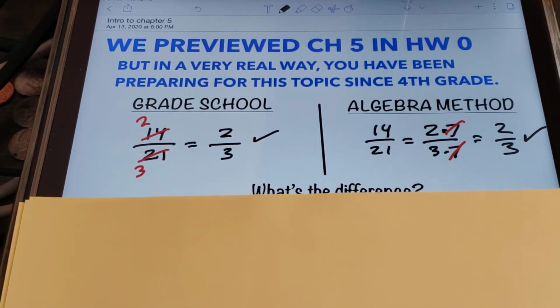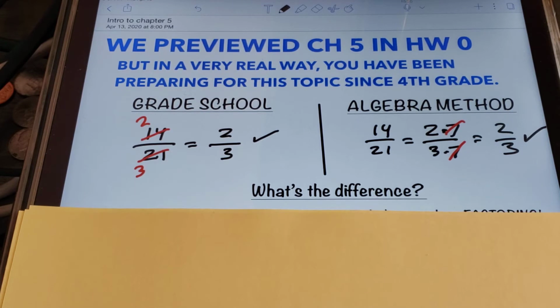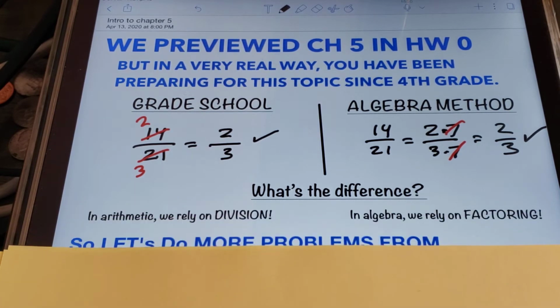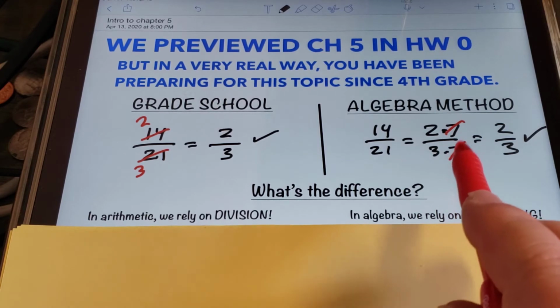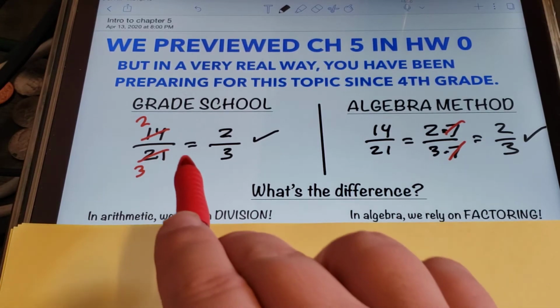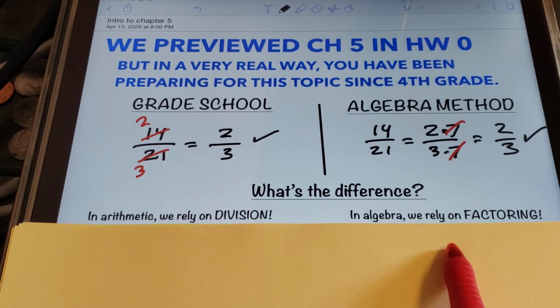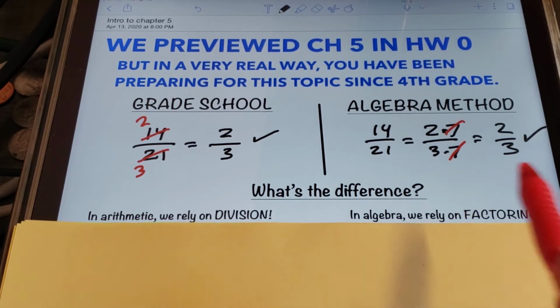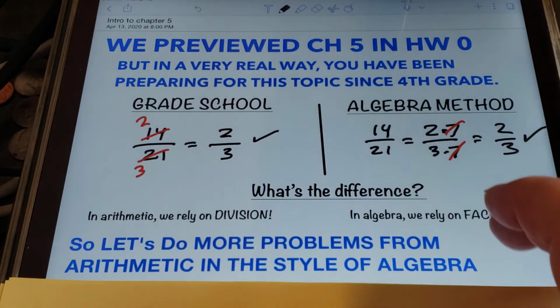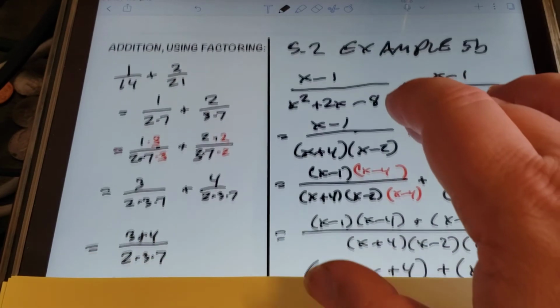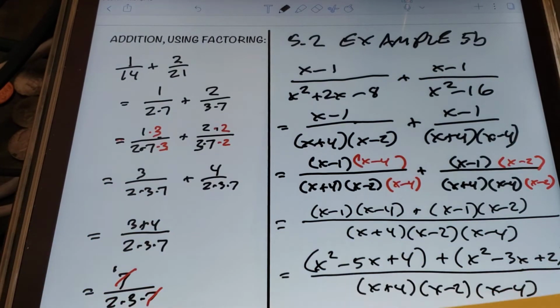All right, I think I've said it several times, but what is the difference between the two methods? Well, in arithmetic, we often rely on division. We don't have to. We could rely on factoring. This is a perfectly valid way, but we rely on division. But in algebra, we rely on factoring. So let's do a few more problems to connect the idea of arithmetic and algebra. So I have them written here. Don't need to copy them yet.